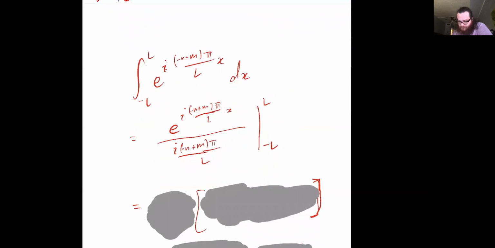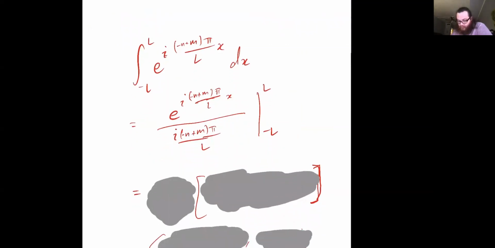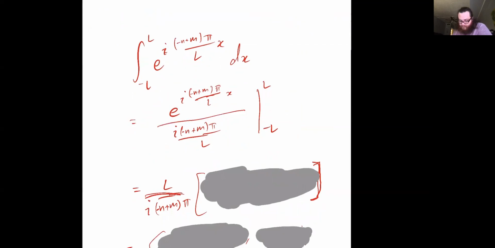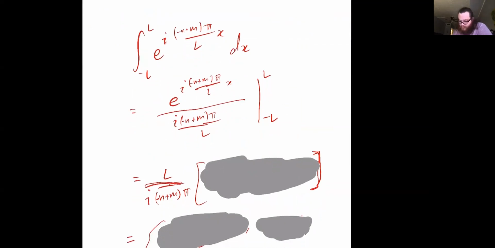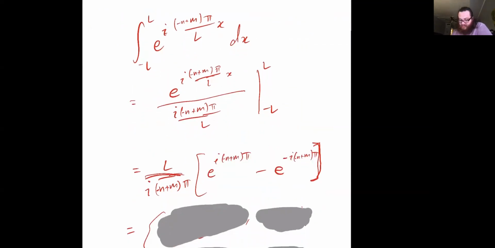So pull this thing out, we're going to end up with that along with the i in front that was missing, as well as the actual function evaluated at the two endpoints. Okay, so plug in L for x, with signs, we get exactly this expression.